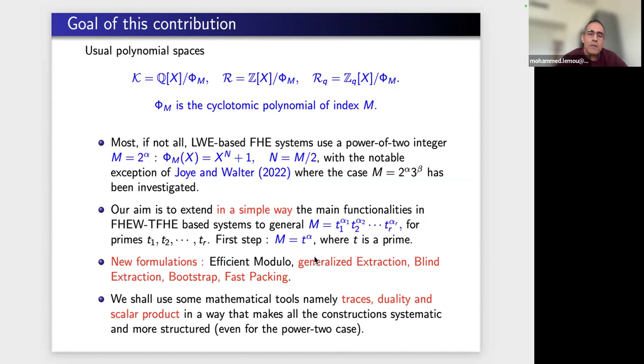You know that packing is in general very expensive. It's like a bootstrap in some sense, roughly speaking, if you want to pack many ciphertexts. To do this, we shall use some mathematical tools, namely traces, duality, and scalar product. We will define all these objects in a way that makes the construction systematic and more structured, at least we hope to. We can even see some simplification that we can apply for the power 2 case.